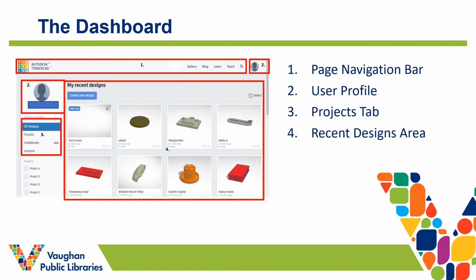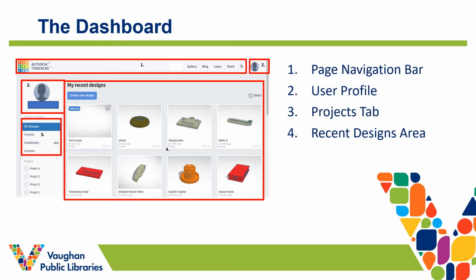Section 2, the User Profile, has 2 access points. The User Profile button on the top right-hand corner of the screen will take you to an area where you can switch over to another user's account, log out of the current account, or make changes to the account itself. Section 3 is the Projects tab. Here you can organize your designs into different projects so you can keep multiple designs grouped together.